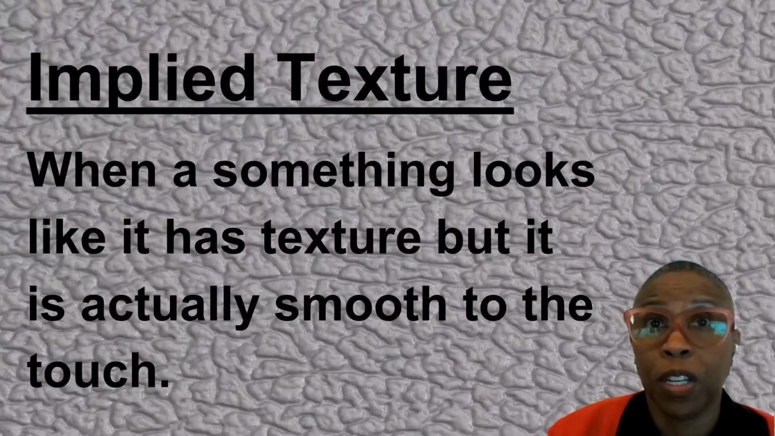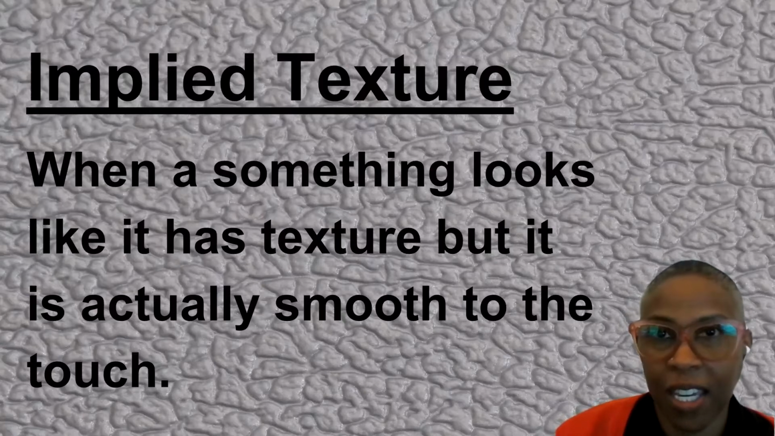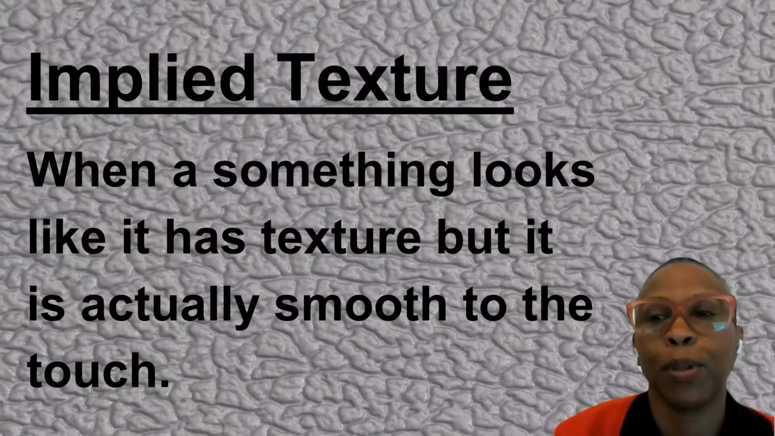Implied texture. When something looks like it has texture, but actually is smooth to the touch. Sometimes textures are made to look like it's rough or smooth, for example, but that means it looks like the texture, but it does not feel like it. And that means it's an implied texture.